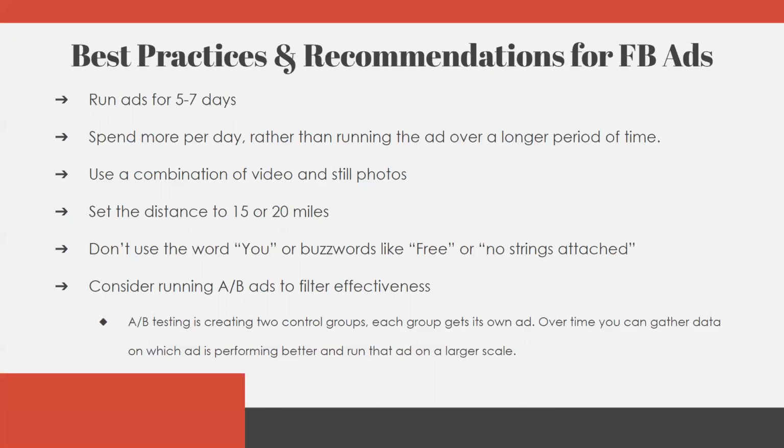Use a combination of video and still photos. It kind of creates a more interesting feel, and when advertisers use control groups, and we'll get into this, it's like A/B testing, they perform better when you're using a combination of video and still photos. I would set the distance or the radius, the reach of your ad really to pretty close to home. I would stick within about 20 miles. You're going to get a lot more local people that way, not people just passing through.